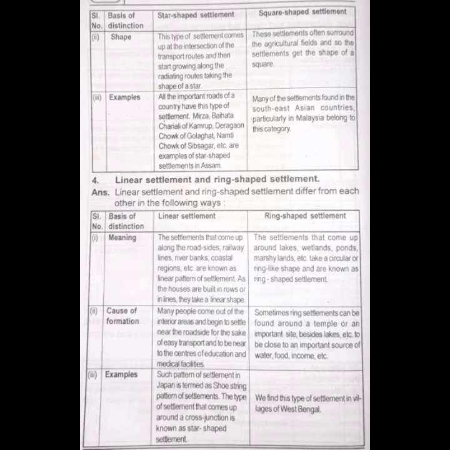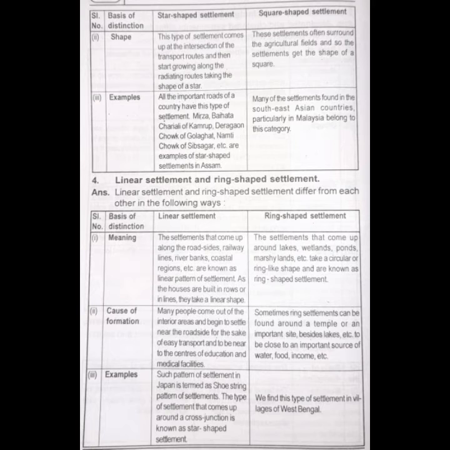Next is ring-shaped settlement. The settlements that come up around lakes, wetlands, ponds, marshy lands, etc. take a circular or ring-like shape and are known as ring-shaped settlement, or it can also be known as circular settlement. Next, number 2, cause of formation.